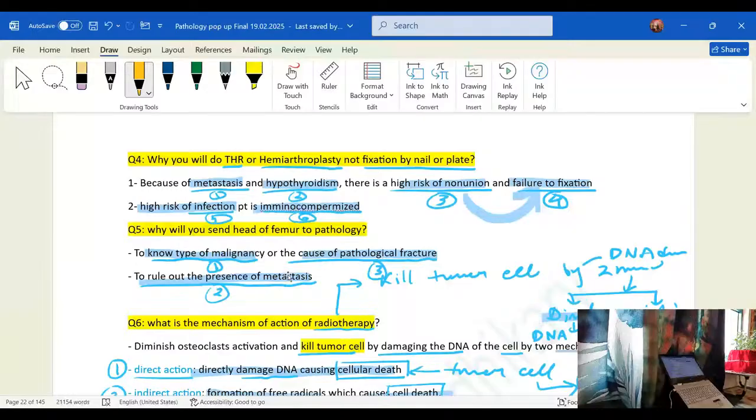Also, high risk of infection and immunocompromised state. Because of the metastasis and hypothyroidism, there is increased risk of non-union and failure of the fixation.